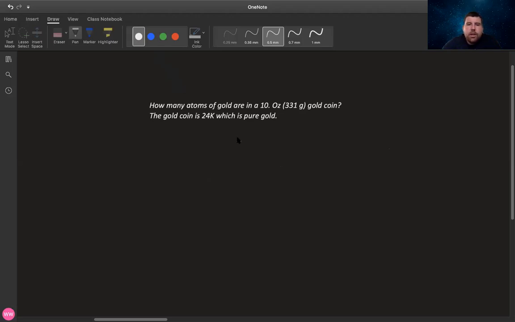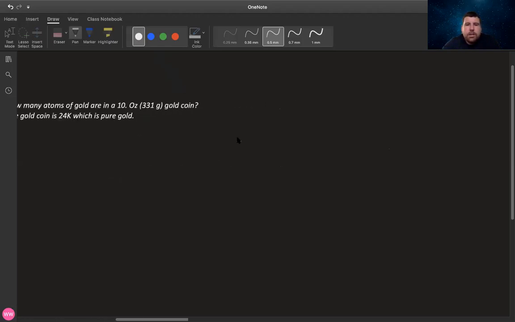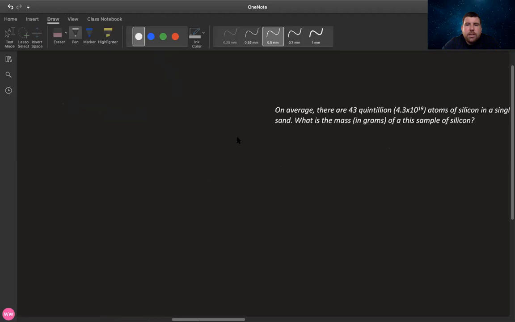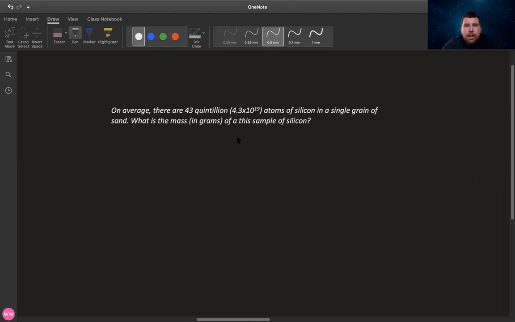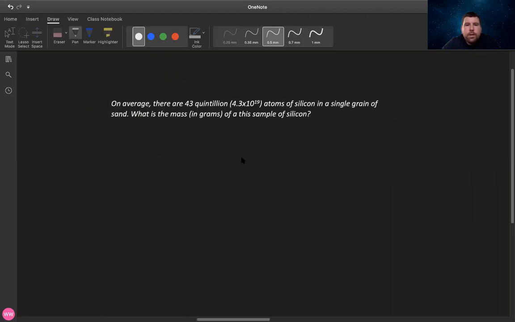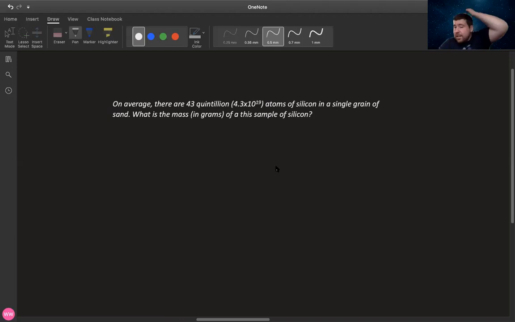We're going to check out our next problem on the graphic organizer, which is this. On average, there are 43 quintillion, 4.3 times 10 to the 19th atoms of silicon in a single grain of sand. That's massive in my opinion. What is the mass in grams of the sample of silicon? So we're looking really for how much of that sand is this atom silicon.